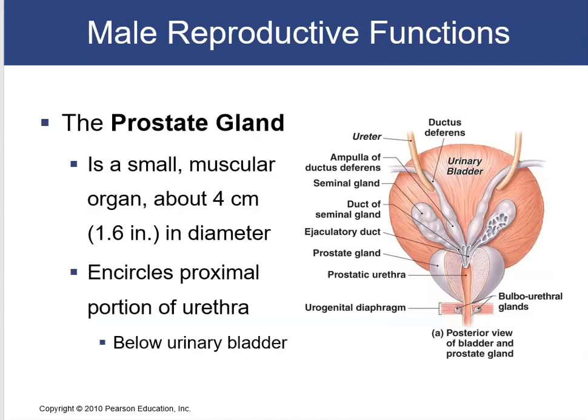Next structure is the prostate gland itself. This is a small muscular organ approximately 4 centimeters in diameter. It encircles the proximal portion of the urethra just below the urinary bladder. So again, you can see how it surrounds the urethra, and this is why when males have prostate problems or the prostate becomes swollen, it will compress the first portion of the urethra. This will prevent the bladder from being able to empty itself.